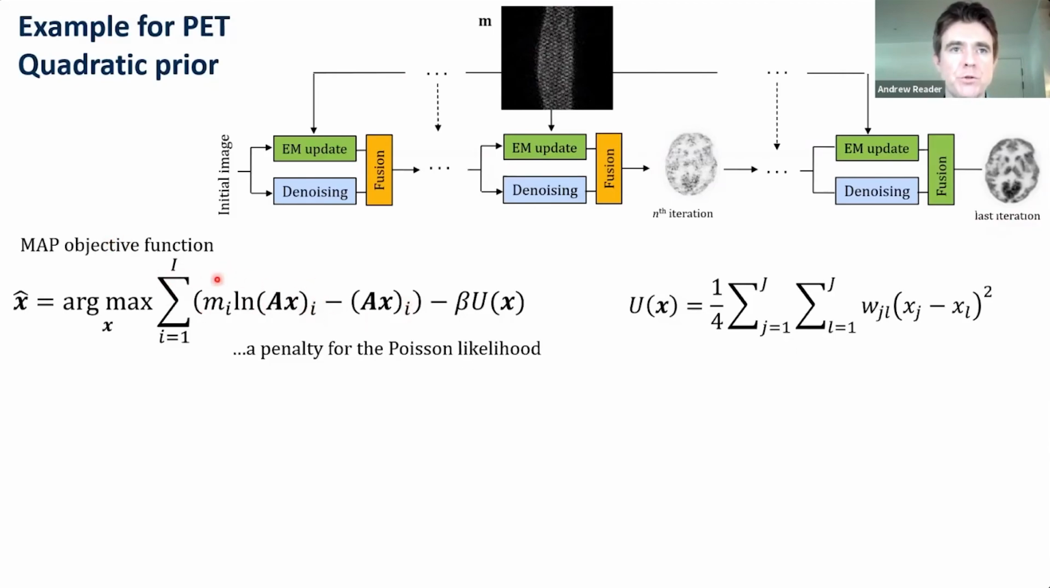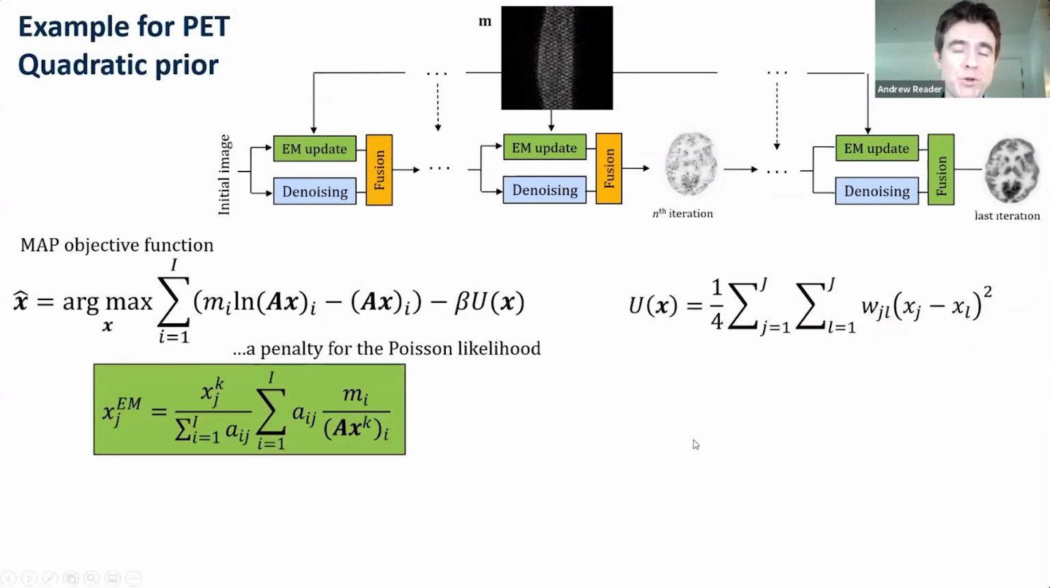Notice this is the Poisson log likelihood. And now I've got that exponential minus beta u, but with the logarithm, it's just minus beta u. So that's a penalty for the Poisson likelihood. Here I've got an example quadratic. So this would be like a Tikhonov regularization with a finite difference operator here. So it's just difference in pixel values with a weighting factor that could be guided by MR information. We'll be doing that next week.